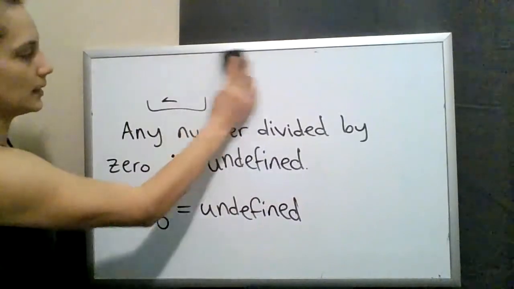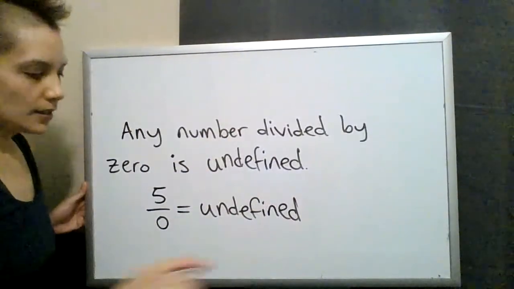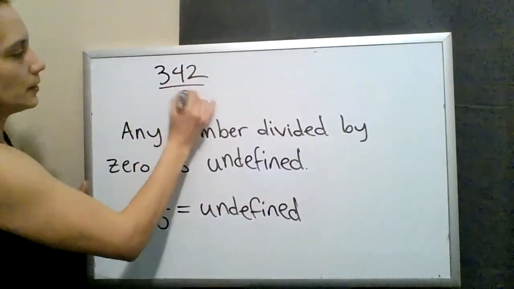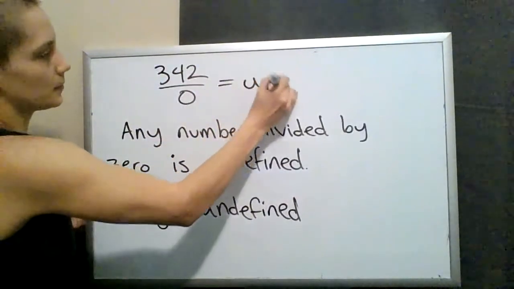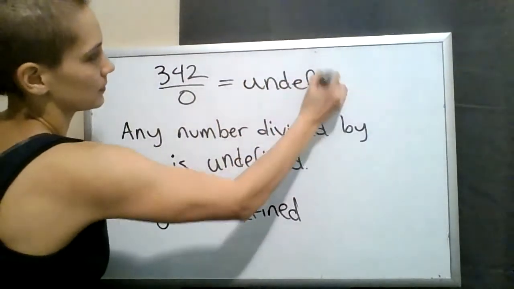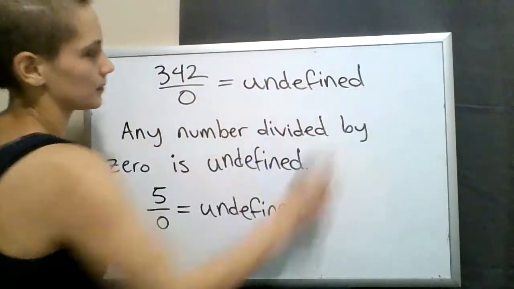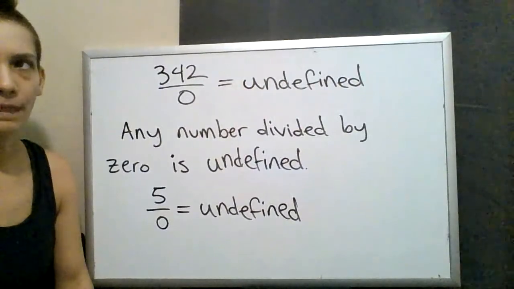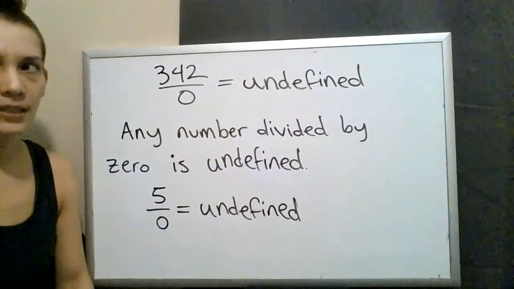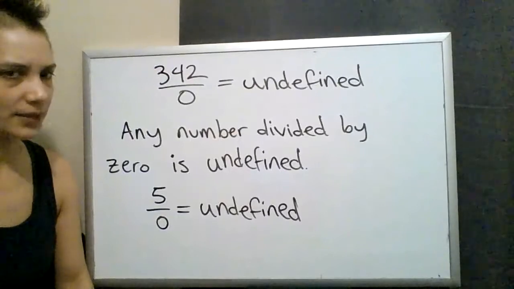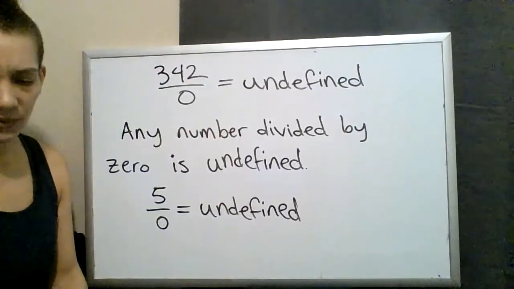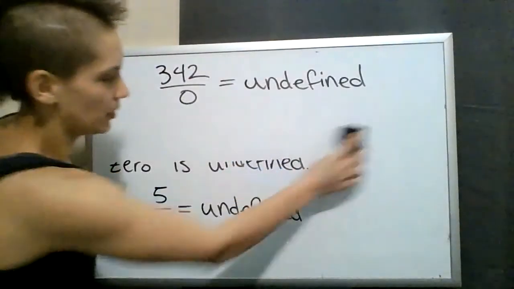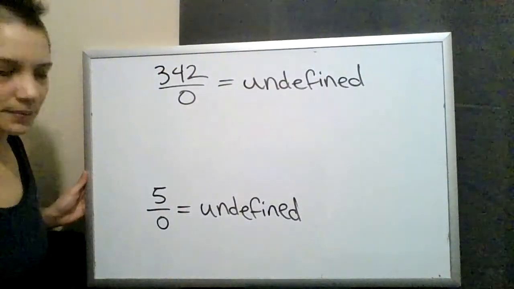And let's do this one. 342 divided by 0 is undefined. Including 0 over 0. You cannot divide by 0. So 0 over 0 doesn't equal 1. 0 over 0 would be undefined.